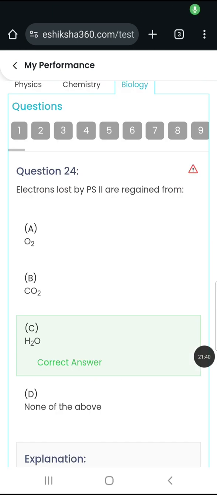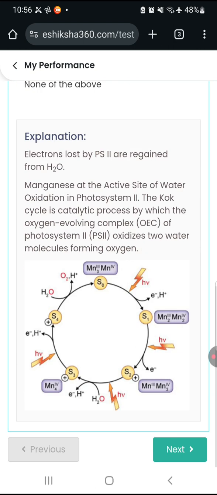Question: Electrons lost by PS2 are regained from? Answer: H2O, water. Explanation: Electrons lost by PS2 are regained from H2O, by manganese at the active site of water oxidation in photosystem 2. The Kok cycle is the catalytic process by which the oxygen evolving complex (OEC) of photosystem 2 (PS2) oxidizes two water molecules forming oxygen.